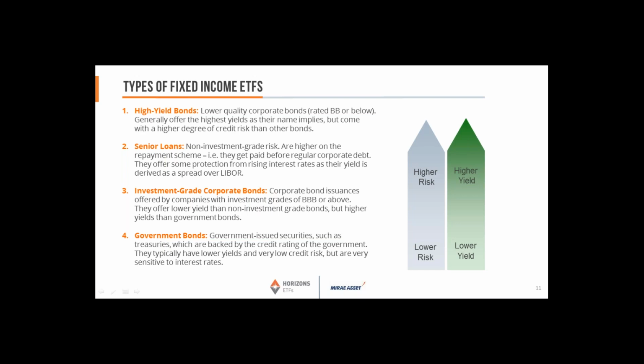Heinz Ketchup is another one. So again, you have some well-known companies that are high-yield bonds. It's just that the amount of debt on their portfolio necessitates a higher risk rating, and it comes with a higher yield. After high-yield bonds, we have senior loans.